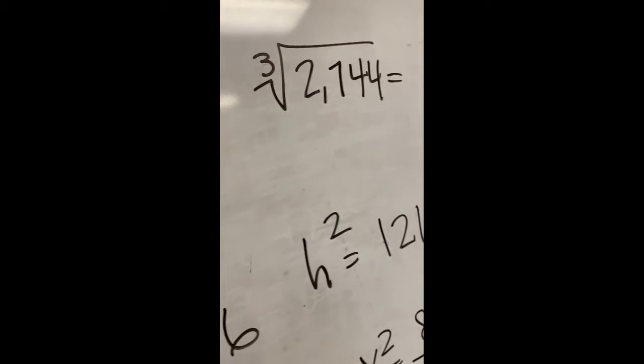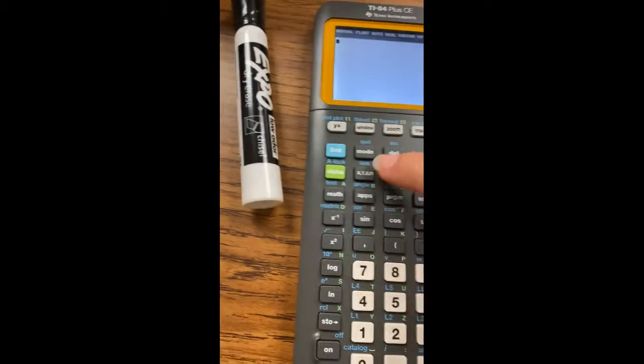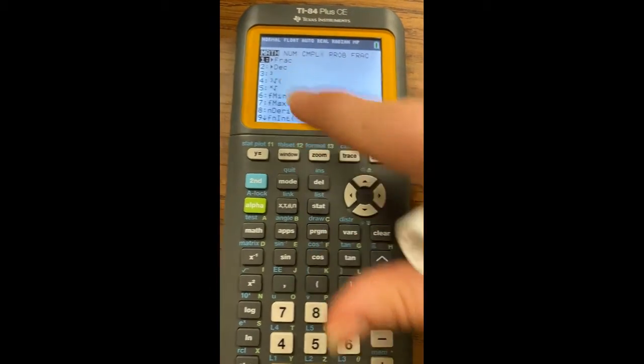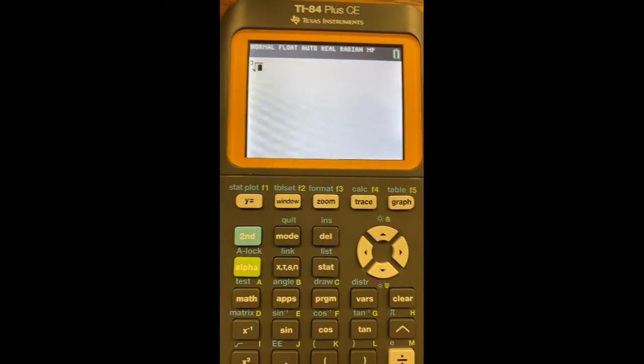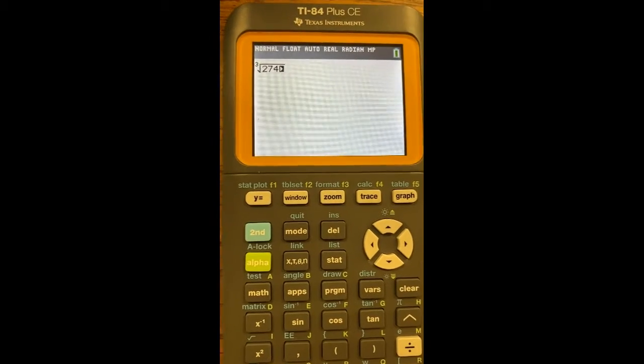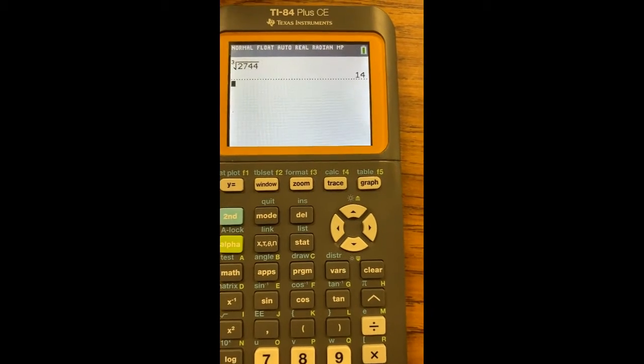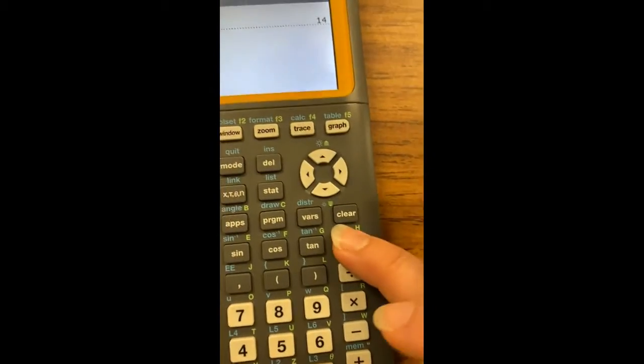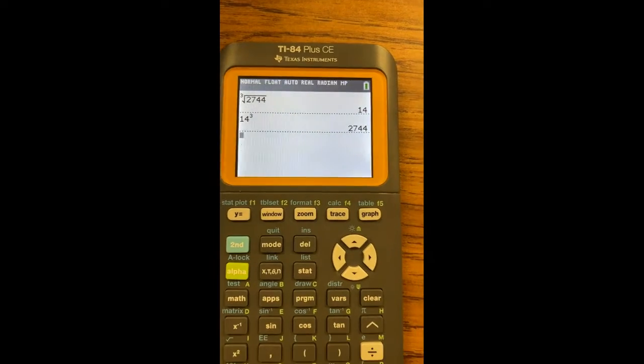Okay, one more practice. Cube root of 2,744. Okay, again, we go to math. Number 4 is my cube root. And we're doing 2,744. And we get the answer of 14. Now, if I wanted to check this, I could totally check this by doing 14 to the 3rd power. And I get 2,744, okay?